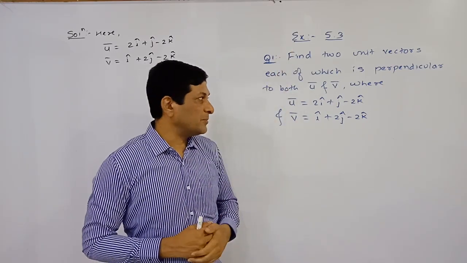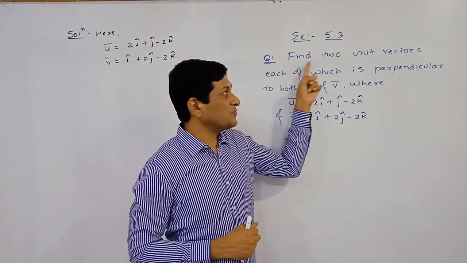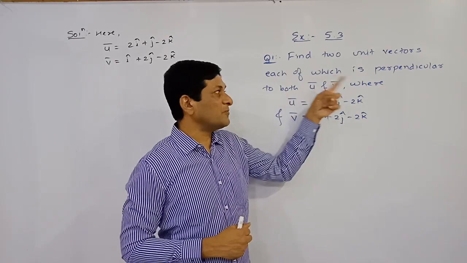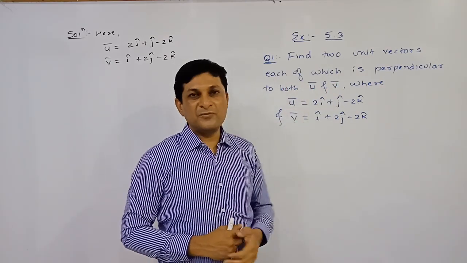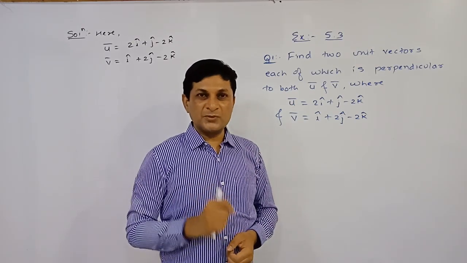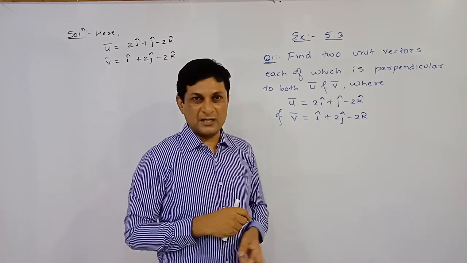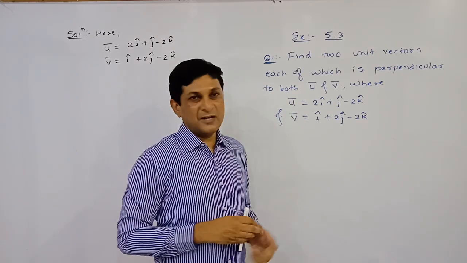Observe the first example. Here, the question is to find two unit vectors, each of which is perpendicular to both u bar and v bar, where the values of u bar and v bar are given to us. And the question is to find two unit vectors perpendicular to u bar and v bar.